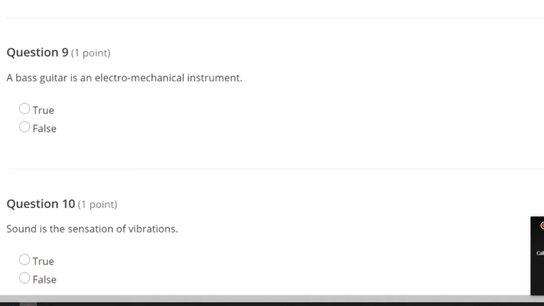Question 9. A bass guitar is an electromechanical instrument. True or false? Which is true. The electromechanical instruments have moving parts. So you have vibrating strings made of nickel over top of magnetic pickups, to be contrasted in your mind from something like a digital synthesizer, which doesn't have any moving parts. An electric guitar, a bass guitar, a Hammond organ, these are electromechanical instruments.